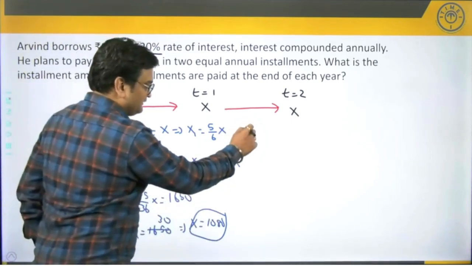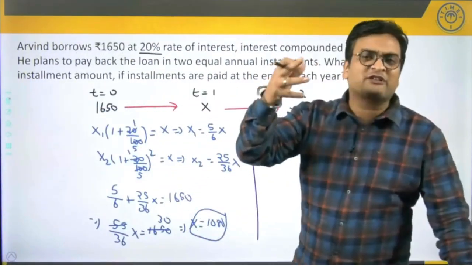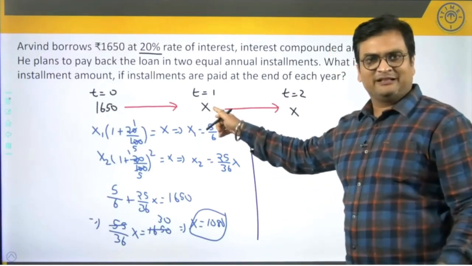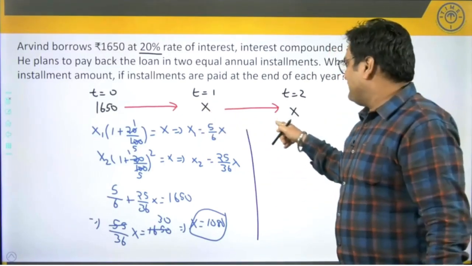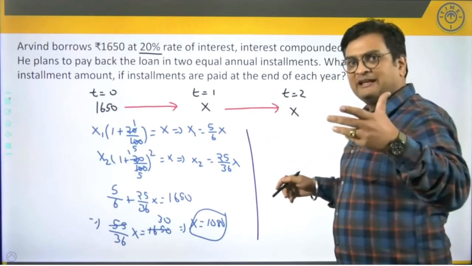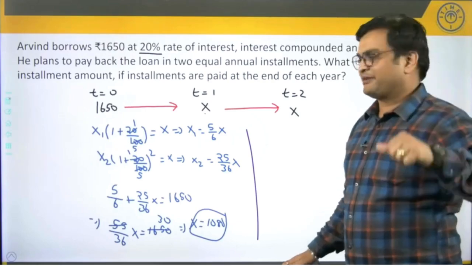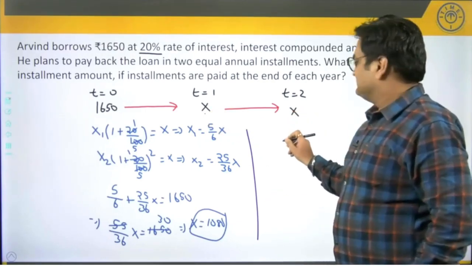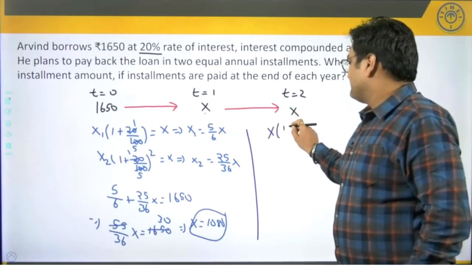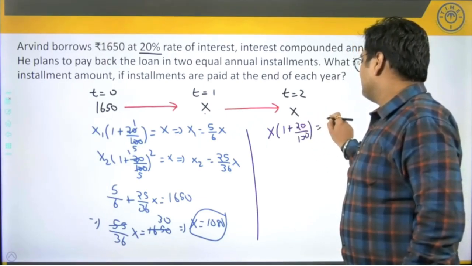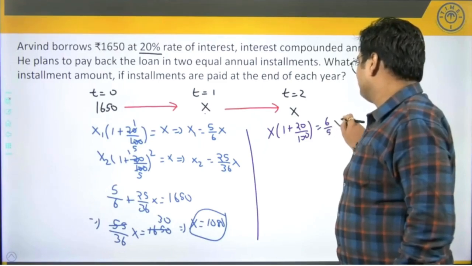Now look at the third way of looking at it. I'll go for the future value. Let us say I did not pay this first installment, it was due but I did not pay. I am paying it after 2 years. So if I am paying it after 2 years, can I say the value of the first installment will be increased by 20%. So what will be its due here? It's going to be x into 1 plus 20 by 100, which is nothing but 6 by 5 x.